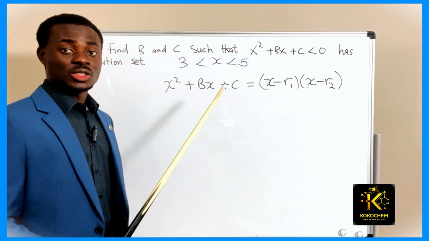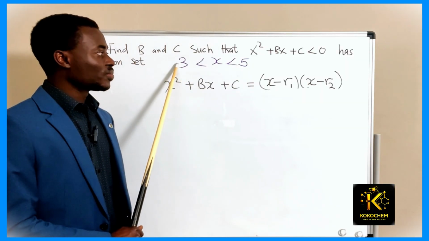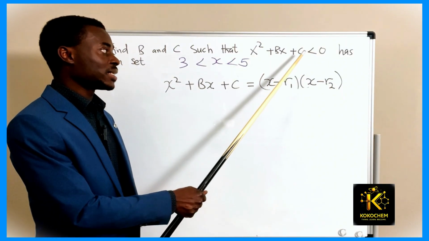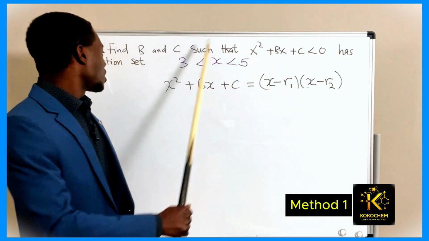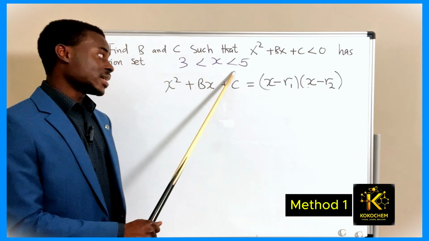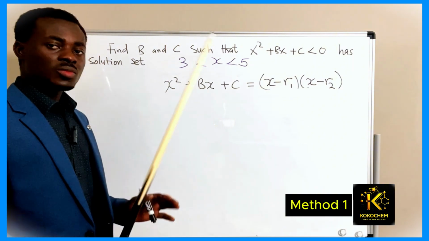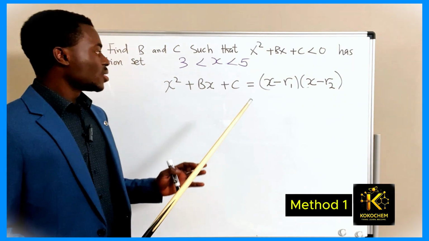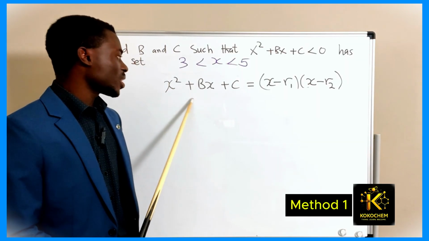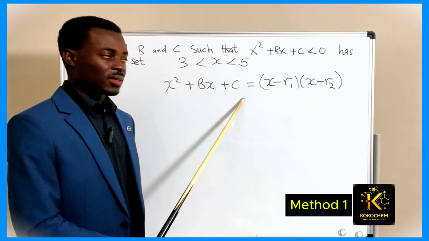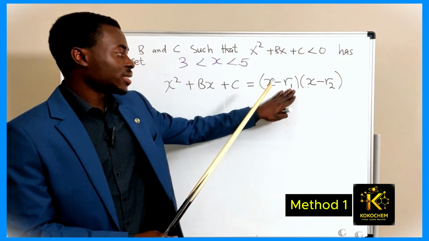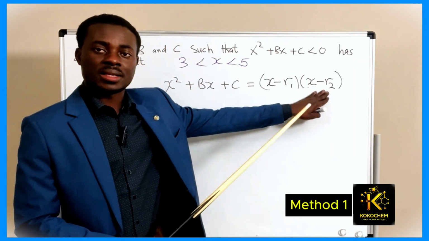The question is asking you to find b and c when you've been given the preamble x squared plus bx plus c less than 0 has a solution set of 3 less than x less than 5. With this type of question, the first thing you will have to do is write down the preamble, which is x squared plus bx plus c equal to, this is the formula, x minus r1 times x minus r2.